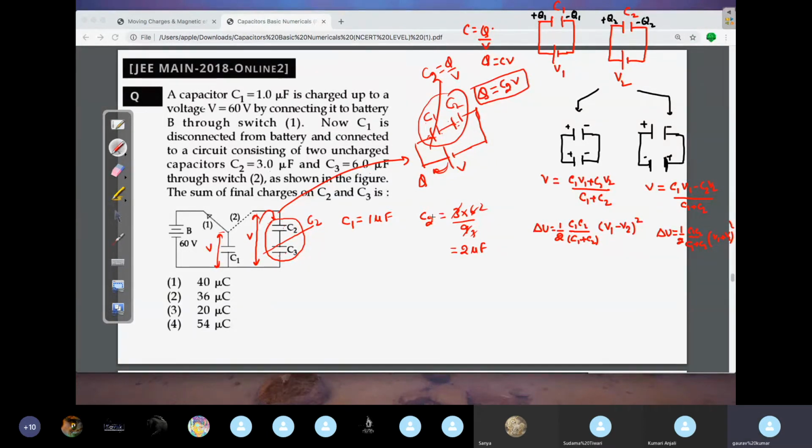Right. So now let's solve this question. First of all, we'll calculate the common potential. So what is the formula here? C1 V1 plus C2 V2, there's no C2, there's no V2, over C1 plus C2. If I apply this formula, C1 is given as 1 microfarad, 10 to the power minus 6, into V1, which is 60, upon C1 plus C2. So 1 plus 2 will get 3 microfarad, 10 to the power minus 6. This will get cancelled, so we'll get 20 volts. So you got the voltage as 20 volt.